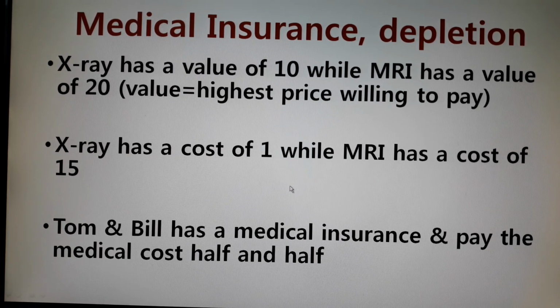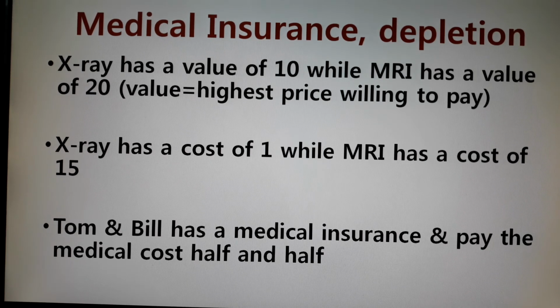If these numbers are correct, and I made up the numbers, but if you take X-ray, your utility, your value is 10, but the cost is 1. So your net value, your profit, would be 9. If you use MRI, it's actually 20, but the cost is 15. So your net value is 5. It's 9 for X-ray, 5 for MRI. So even though you know MRI is better, you would choose X-ray. Okay? It's like, Professor Han, what kind of car are you taking?